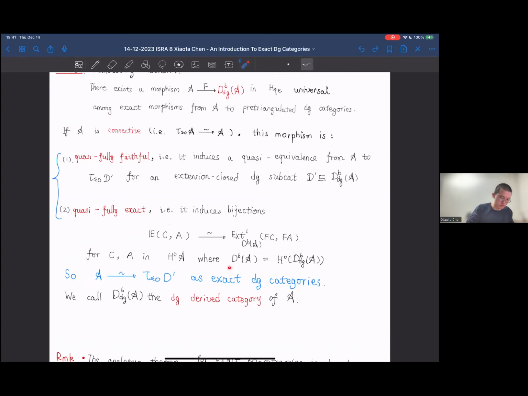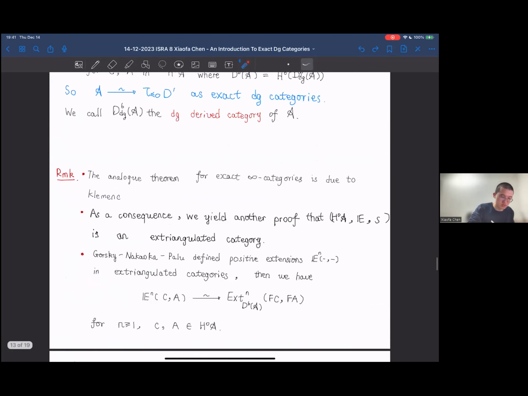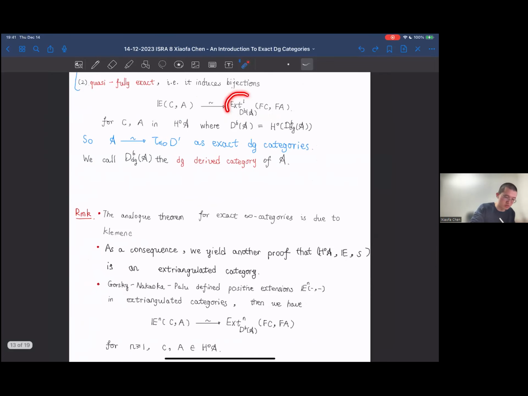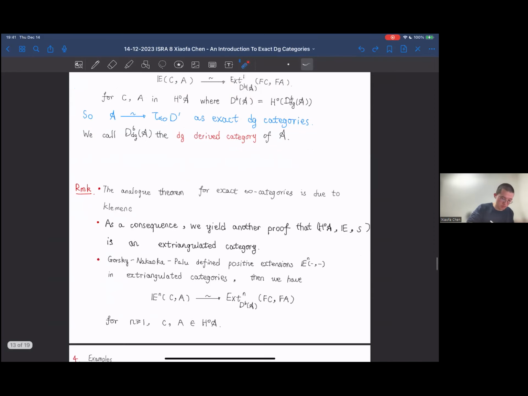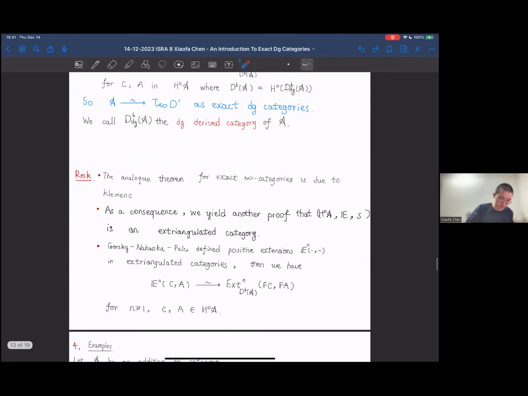And thirdly, here we computed Ext1 in this triangulated category between objects in A, in H0 of A. We can also compute these higher extensions by the tensor power of the H0A bimodule E, and it's given by Gorsky, Nakaoka, and Palu. So we can indeed compute these higher extensions.